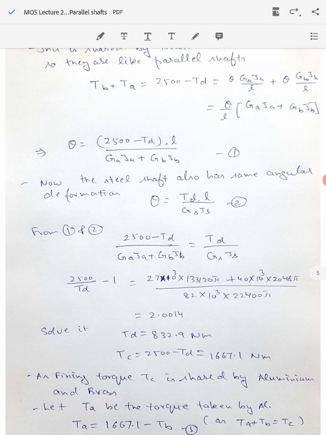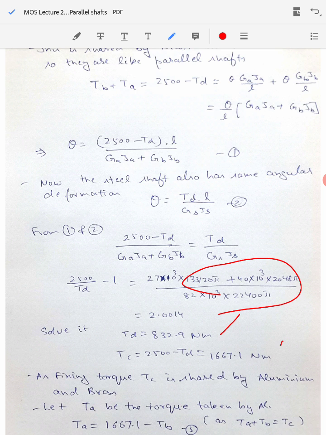You equate equations 1 and 2, and after a little mathematical manipulation and substituting the values of G and J that are given in the question, you can calculate the value of TD as 832.9 Newton meter. The value of TC will be 2500 minus TD, which is calculated as 1667.1 Newton meter. So TC is the applied torque minus the fixing torque at D, 2500 minus TD, and that comes out to be 1667.1 Newton meter.